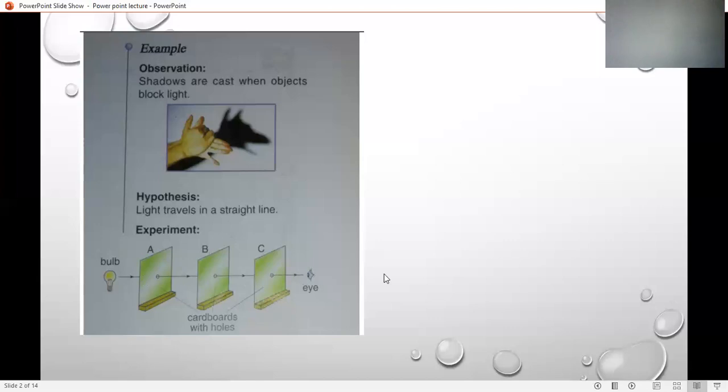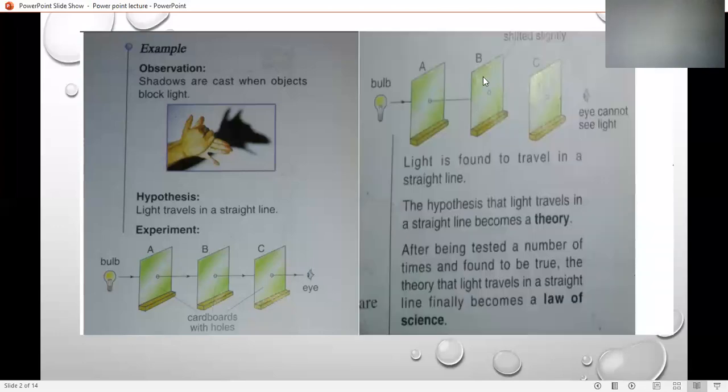Next, we displace B from the original position, and as we displace B, light gets blocked and we can't see any light coming from block C, because the light is blocked by this cardboard B. So we found out that light travels in a straight line. Our experiment proved it right.